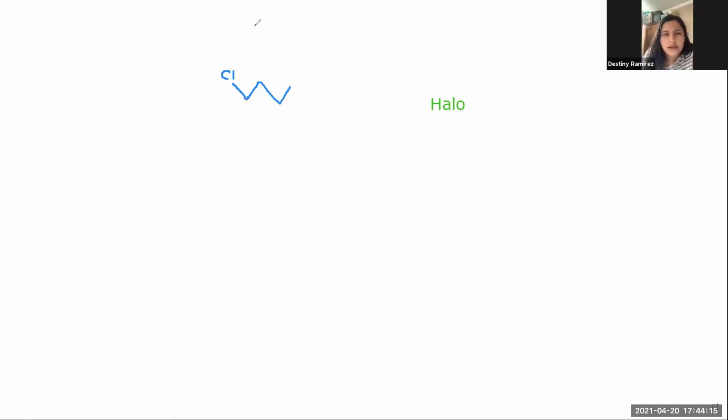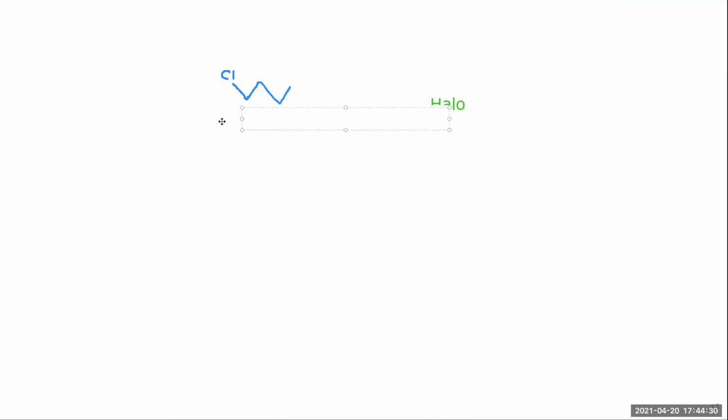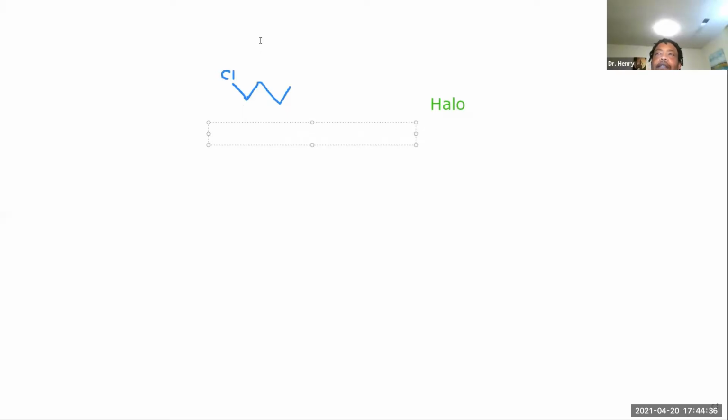Is that alcohol? Not an alcohol, nope. Isn't it like an alkene? It's an alkane. So give me the name of the alkane. How many carbons does it have? Four. It has 4 carbons. Count them. 1, 2, 3, 4, and it has Cl at the end of it.